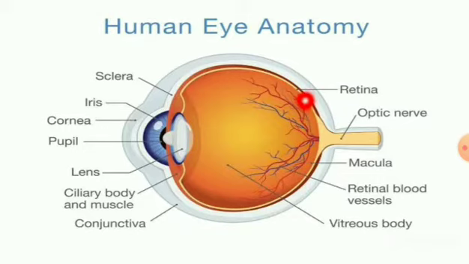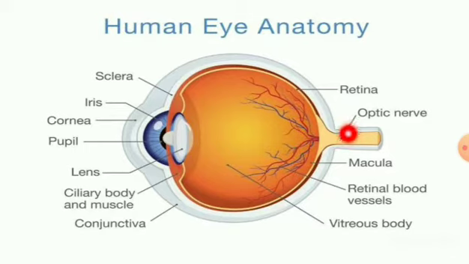Second one, retina. This is retina. It is the layer present at the back of the eye where all the images are formed. It is the third and innermost coat of the eye, which is very sensitive to light because of the photoreceptors, that is rods and cone cells. The retina functions by converting the light rays into impulses and sending the signals to the brain. This is the main role of an eye.